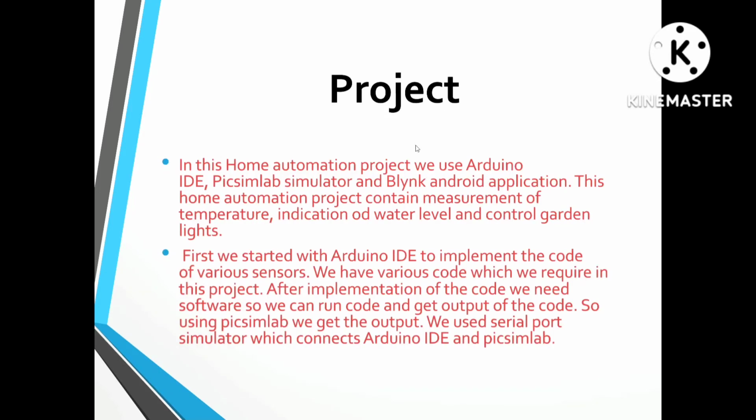Coming to our project. In this home automation project, we use Arduino IDE, PixSim Lab simulator and a Blynk Android application. This home automation project contains measurement of temperature, indication of water level, and control of garden lights. First, we want to write the Arduino IDE code for the Arduino board. After writing the code, we will dump that code to the Arduino board.